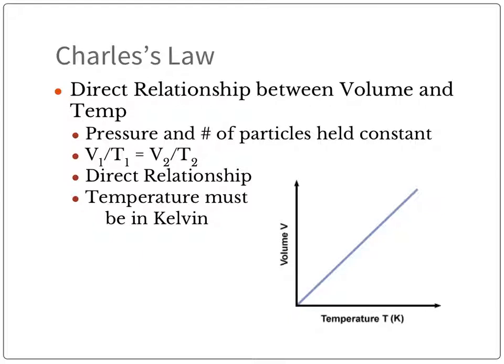But in Charles' law, pressure is held constant and the number of particles is held constant. And so you're looking at a relationship between volume and temperature. And what you can see graphically is that as the temperature increases, the volume increases in a linear relationship. It is a direct linear relationship. It's key, though, that when you look at Charles' law, temperature must be in Kelvin. We're looking at absolute temperature, not degrees Celsius. In the absolute temperature scale, you can't go lower than 0.